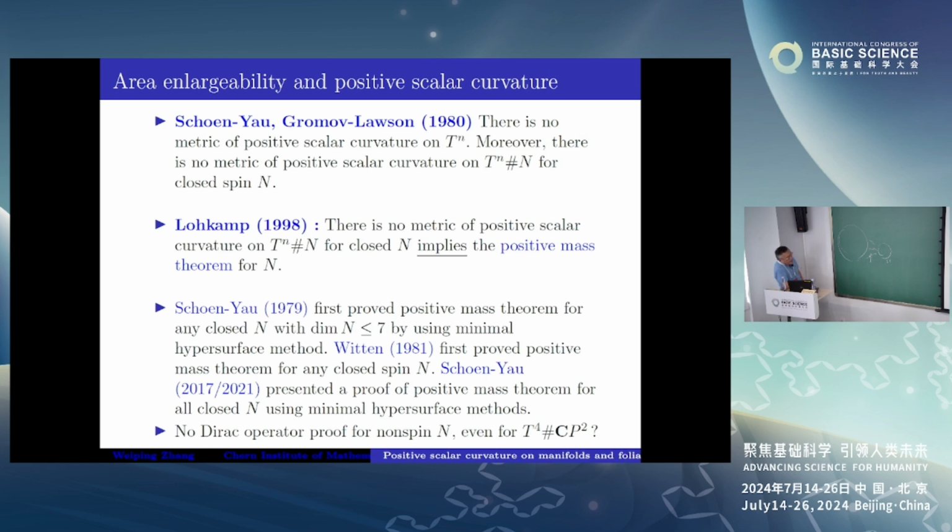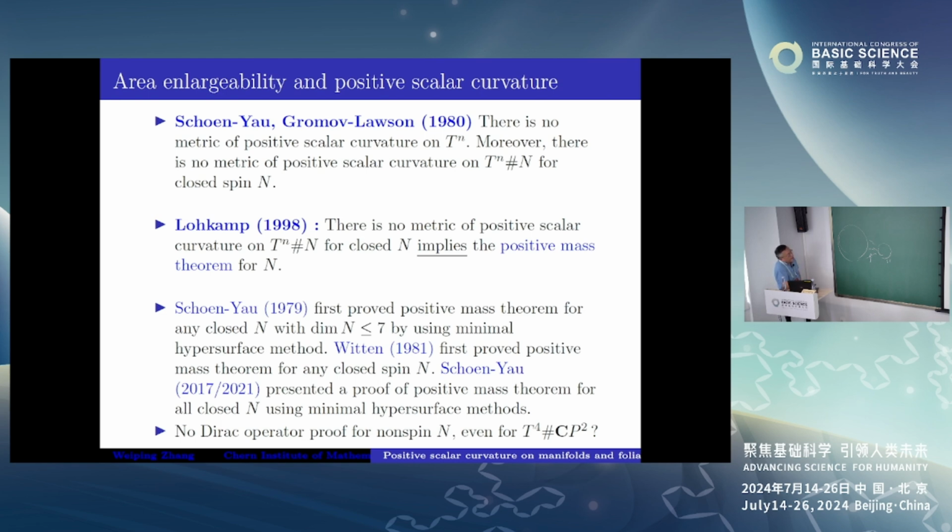And then for a long time, it was embarrassing for Dirac operator people that there was no Dirac operator proof even for non-spin N. So this is a long-standing question, even for T^4 connected sum with CP^2. These questions already appear in Gromov-Lawson's original paper. We will try to go back to this later.